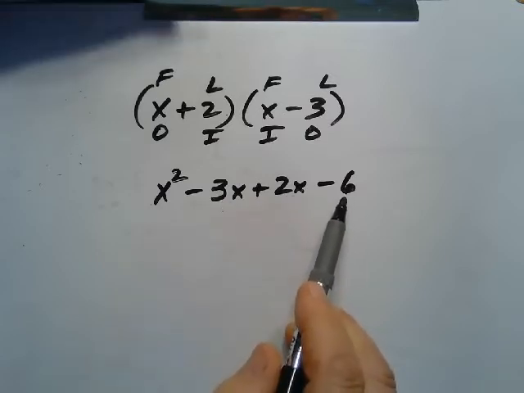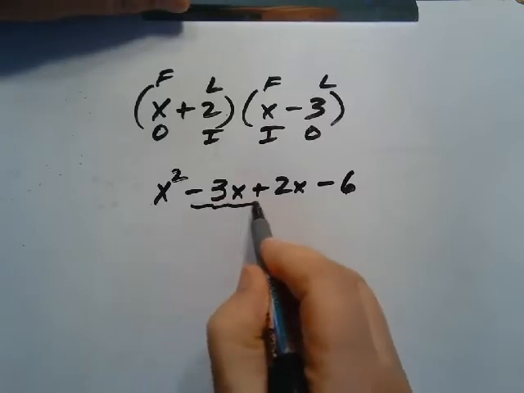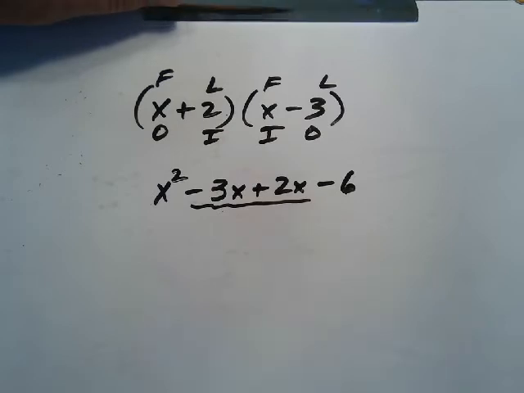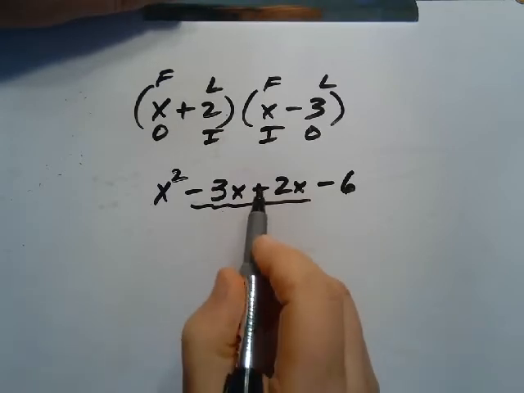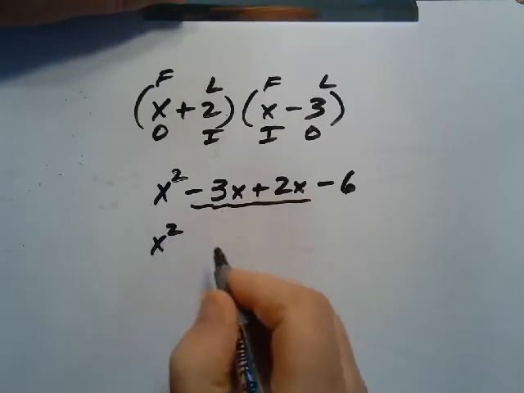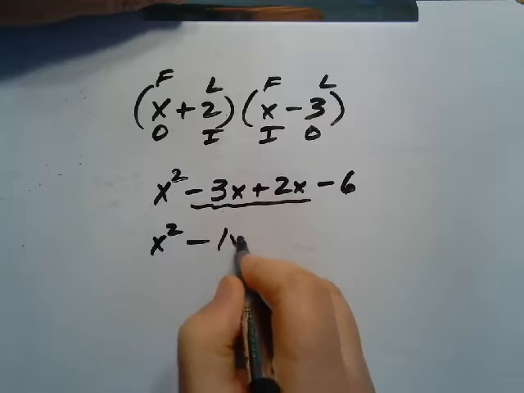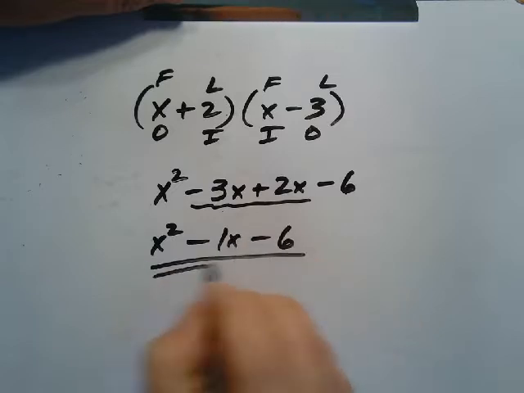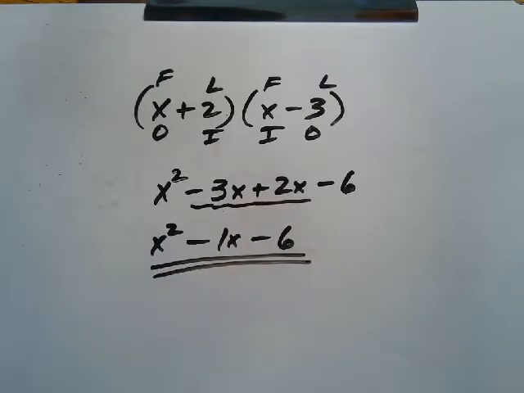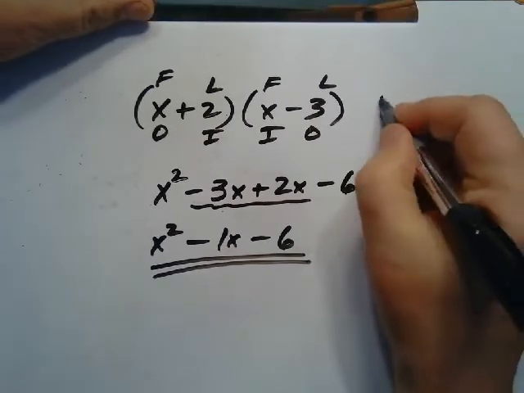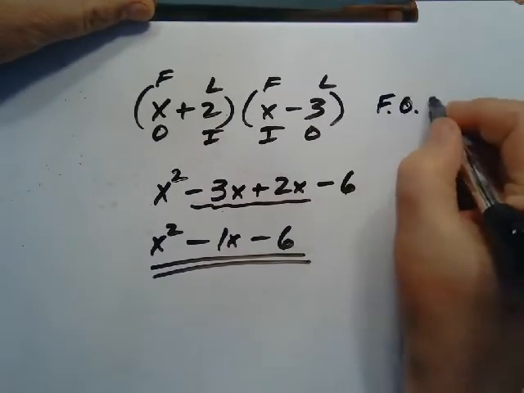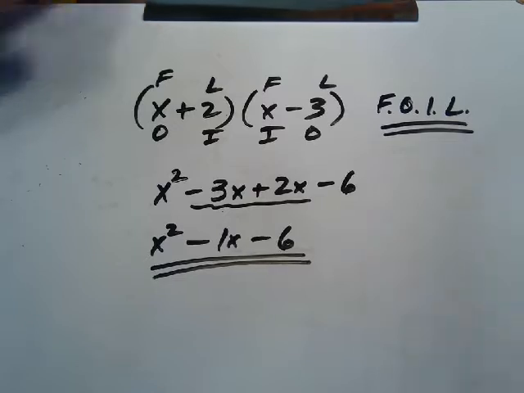And the last thing, the 5th thing to do, is to add together these 2 terms in the middle. Many times there's terms in the middle, not always, that you can add together. So this is x squared minus 1x minus 6. So this is multiplying polynomials. In this case, it's multiplying binomials. When you have binomials, you can use this technique called FOIL.